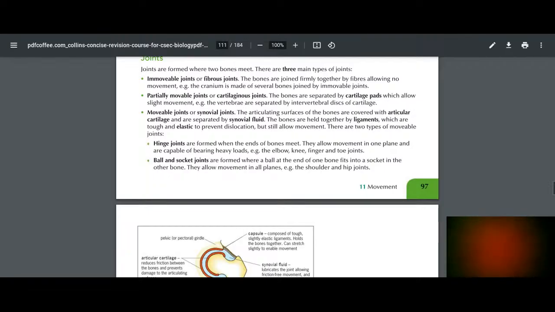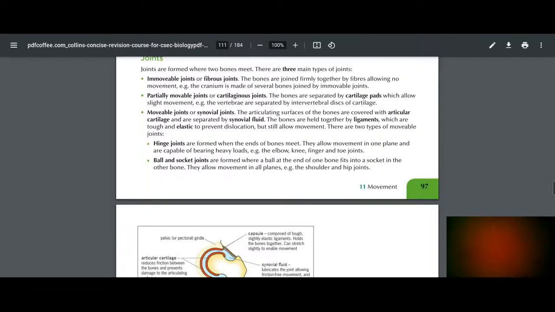Then the types of movable joints are as follows. Hinge joints, that's one. Ball and socket joints, that's two. So what are hinge joints? Hinge joints are formed when the ends of bones meet and they allow movement in one plane. And ball and socket is where a ball at the end of one bone fits into a socket in the other bone. They allow movement in all planes.